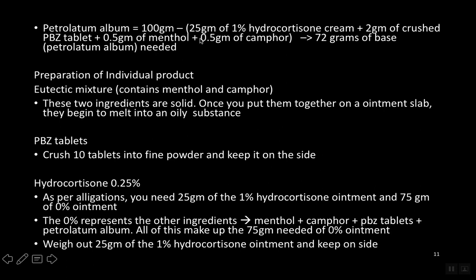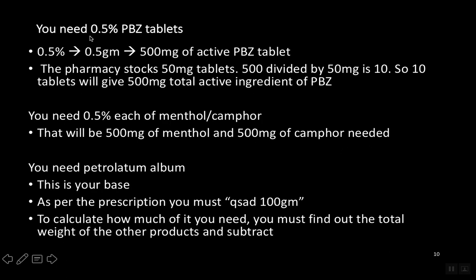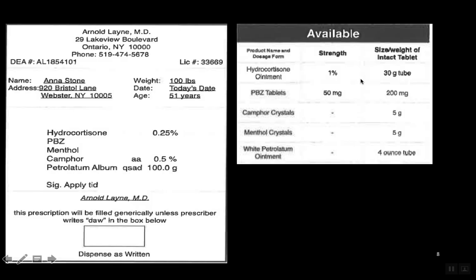First, we need 25 grams of 1% hydrocortisone cream to get the concentration of 0.25%. It's supposed to be ointment, not cream, by the way. We need 2 grams of crushed PBZ tablet. That's because we need 500 milligrams, so we need 10 tablets. Each tablet weighs 200 milligrams, but inside has 50 milligrams of active PBZ.